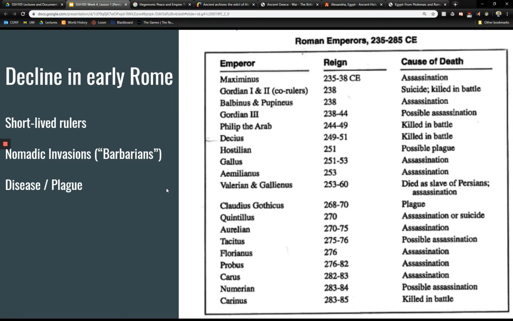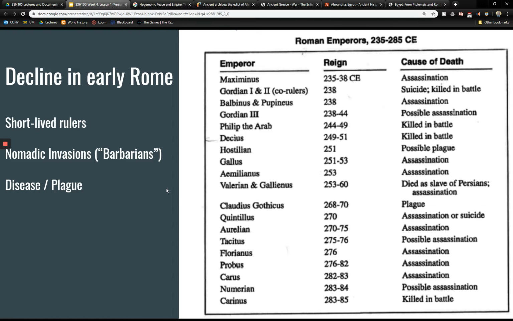Decline in early Rome. So why does Rome start to shrink into the 2nd and 3rd and 4th and 5th century CE? There's really a notable kind of shrinking of the Roman Empire over time. Some of the reasons are things like short-lived rulers. The peak of the Roman Empire is kind of denoted by a series of very good emperors, 5 good emperors. And the period of decline, one of them that we see here from 235 to 285 CE, is marked by a lot of short-lived rulers.